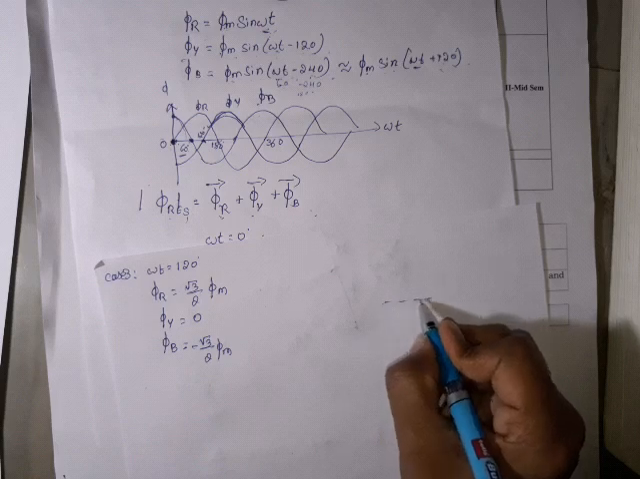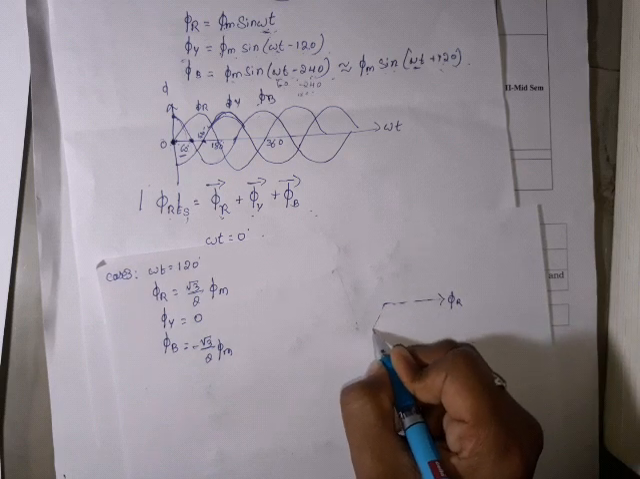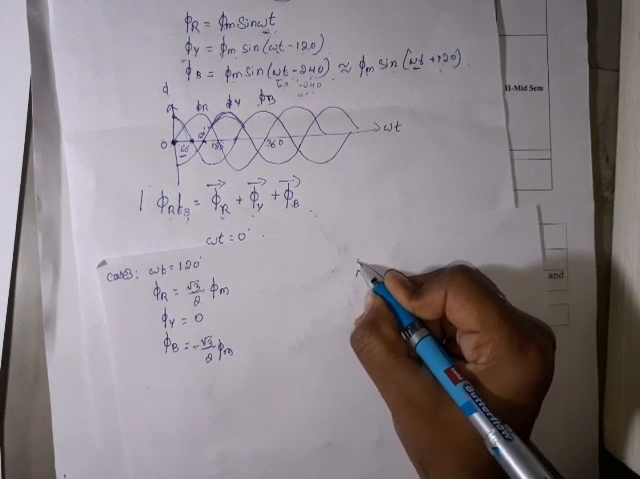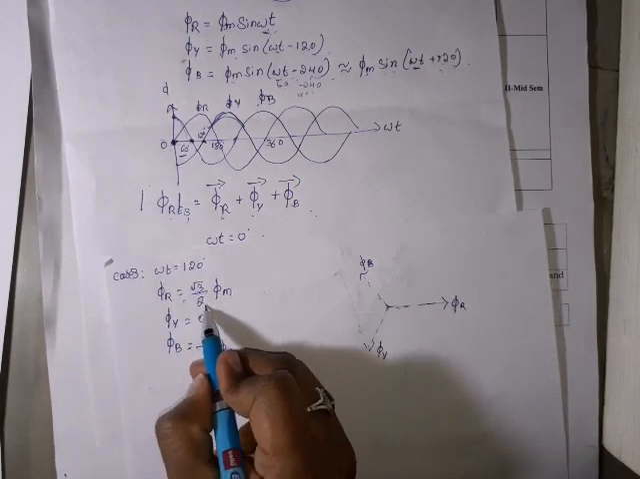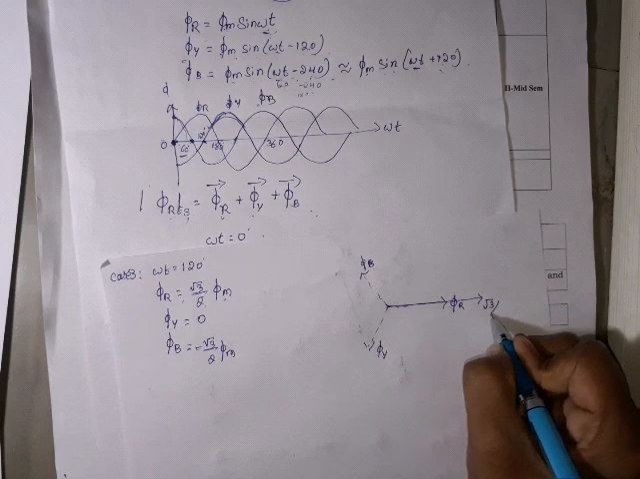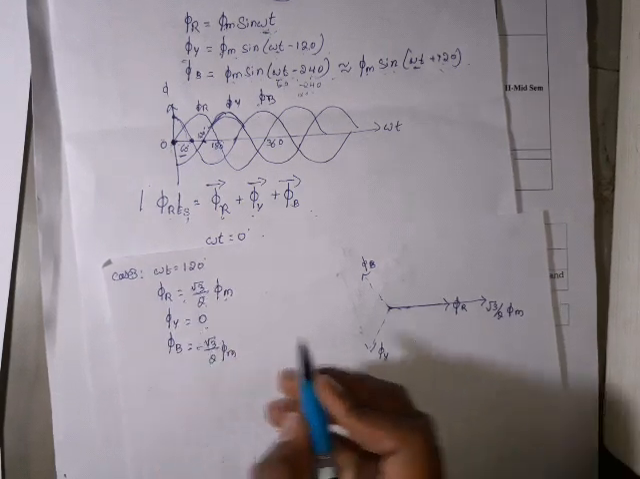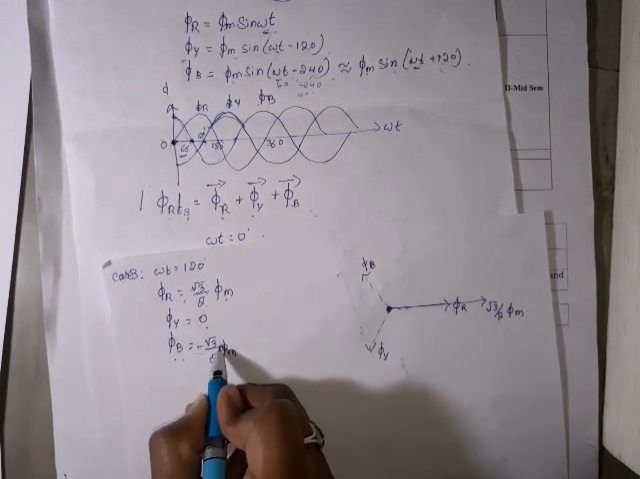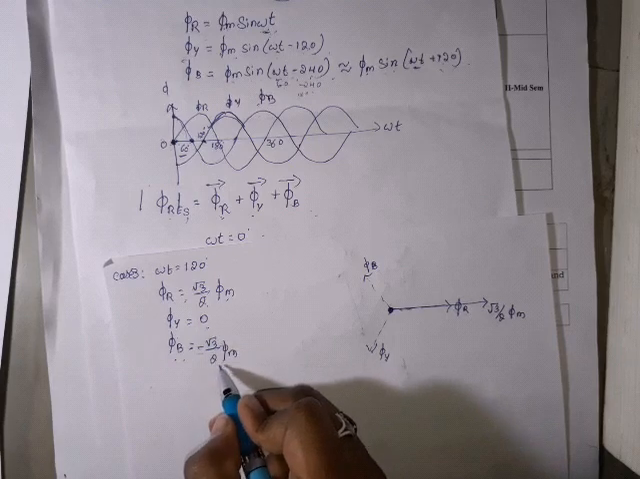I'll write the same thing. Now I'll write it like this with a dotted line so that you can understand better. Phi r, phi y, phi b. So this is the actual vector. What is the value of phi r? Root 3 by 2 times phi m in the positive direction. What is the value of phi y? Phi y is 0. What is the value of phi b? Minus means opposite direction. How much is the magnitude? Root 3 by 2 times phi m.